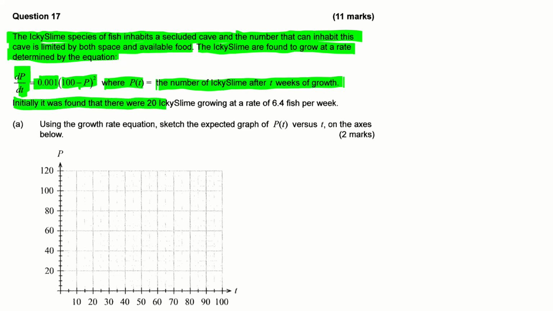Initially, it was found that there were 20 icky slime growing at a rate of 6.4 fish per week. Using the growth rate equation, sketch the expected graph of p(t) versus t on the axes below.